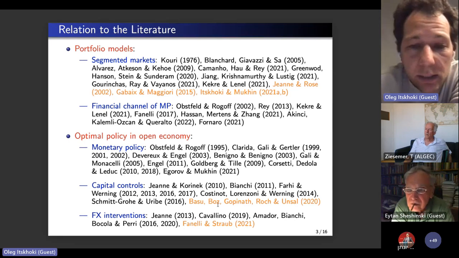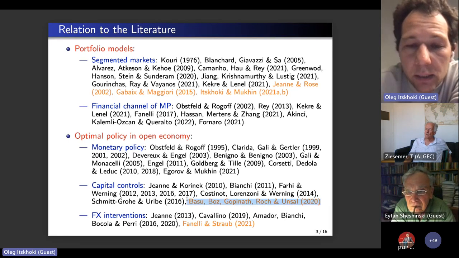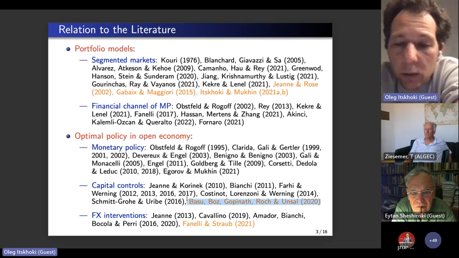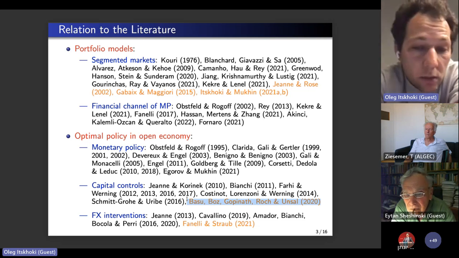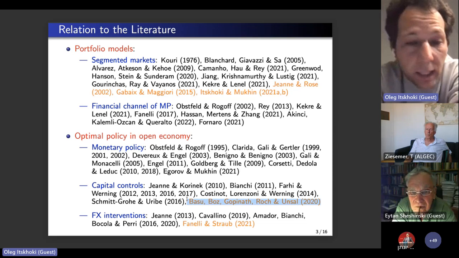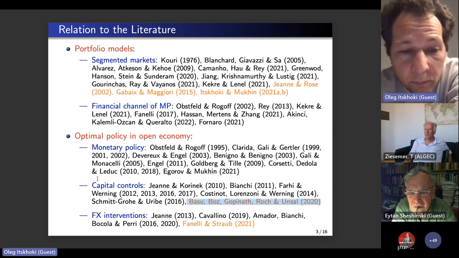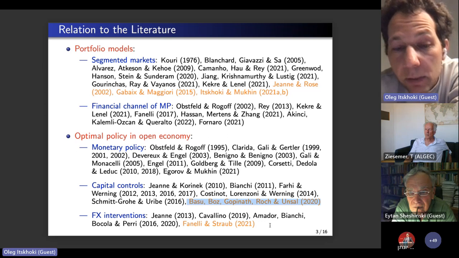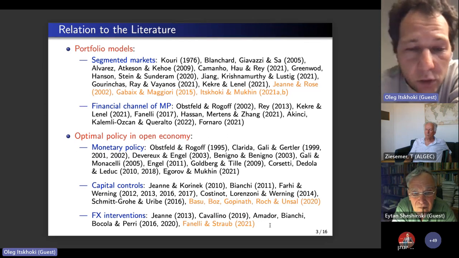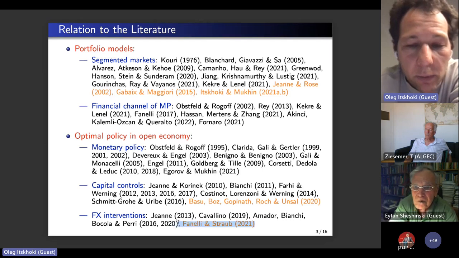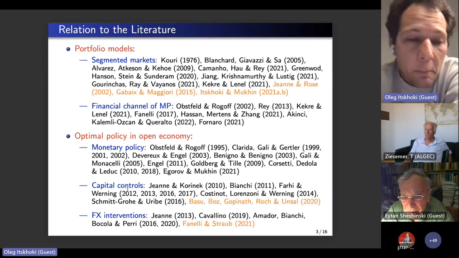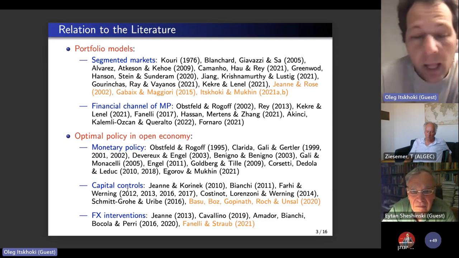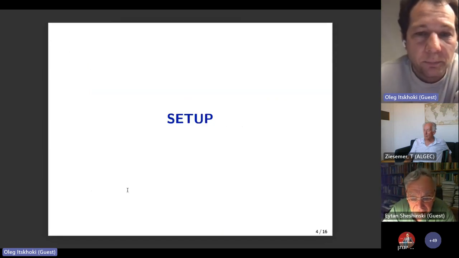In terms of policy analysis, the closest paper to ours is the recent paper from the IMF. Gita Gopinath with co-authors developed something called the integrated policy framework, and what we're doing is quite related to that. Another paper: I'm not going to have much time to talk about capital controls, but on the capital control side, we're particularly related to Fanelli and Straub, also a recent paper. And in general, it's a very active area of work right now. I'll try to emphasize what's new and special about our paper once I get there.